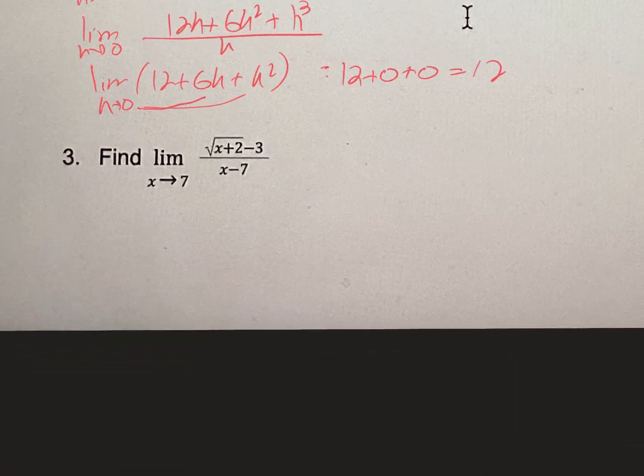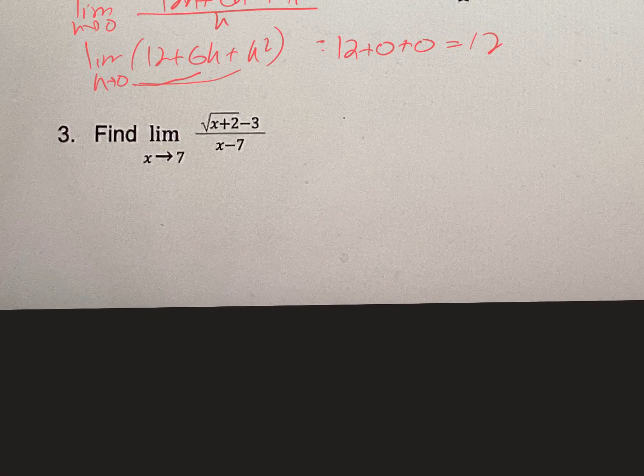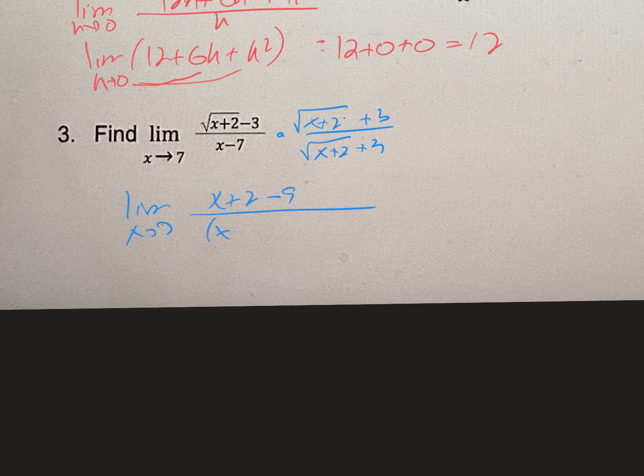Number 3, another strategy. Again, I can't plug in that 7 because it would make the denominator 0, so I'm going to multiply by the conjugate of the numerator. Rationalizing here. But when I do that, I'm going to get limit as x approaches 7. On the top, I'm doing FOIL. I need to get x plus 2 minus 9 as my numerator. My denominator has the x minus 7. I wouldn't multiply that out. I would just leave it like it is. One thing I noticed about my numerator is it's really x minus 7.